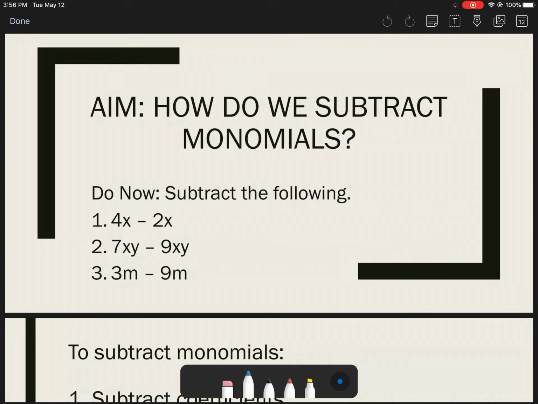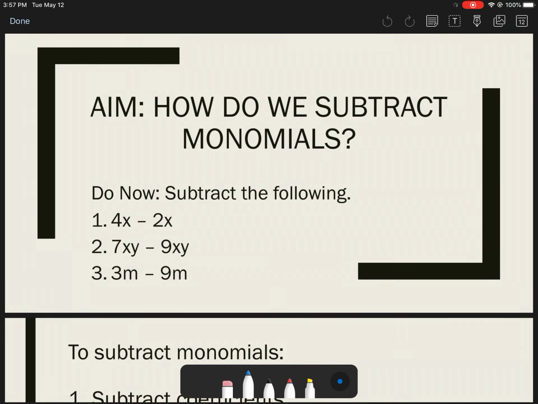The aim for today is how do we subtract monomials. So yesterday you learned how to add monomials. We learned what monomials were. And today we're just going to simply subtract them. All the rules are pretty much the same, with the obvious difference being we're subtracting instead of adding.